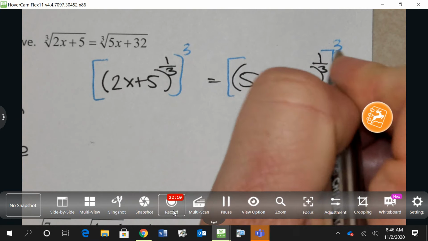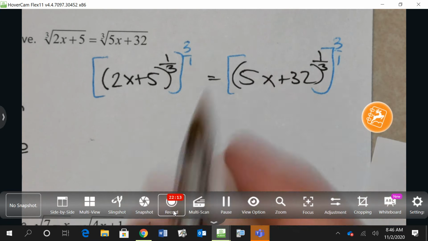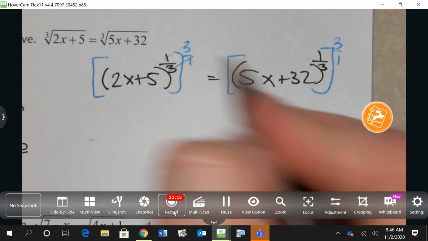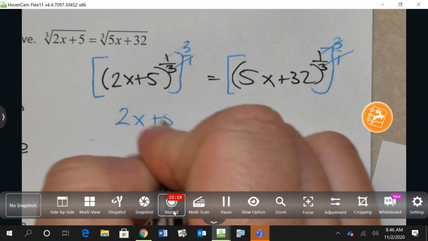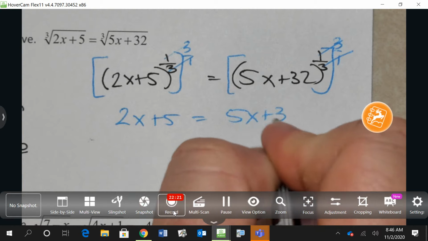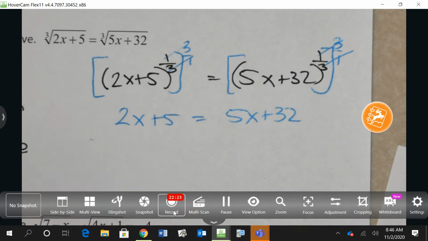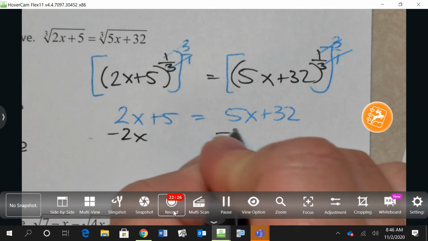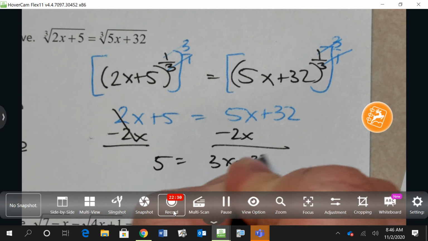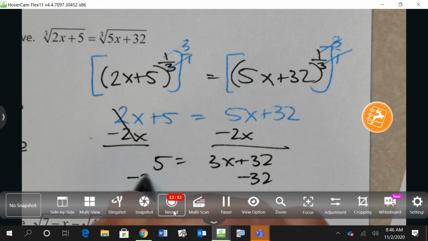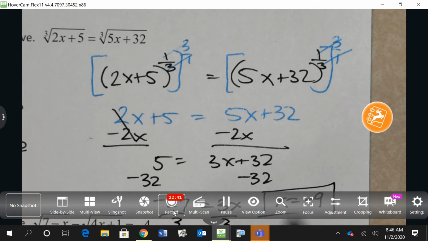So I'm going to raise it to the reciprocal of 3 over 1, and I get 3 over 3, which reduces to 1. And I get to bring down 2x plus 5 equals 5x plus 32. And now I just solve it like normal. Choose to move the x's to one side of your choice. Negative 27 equals 3x.